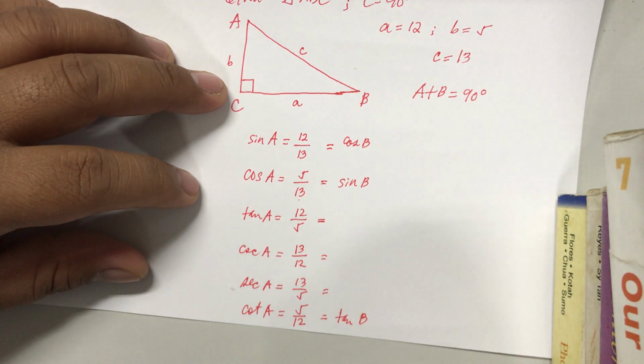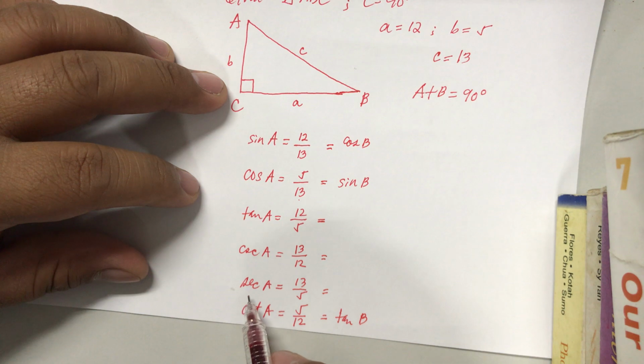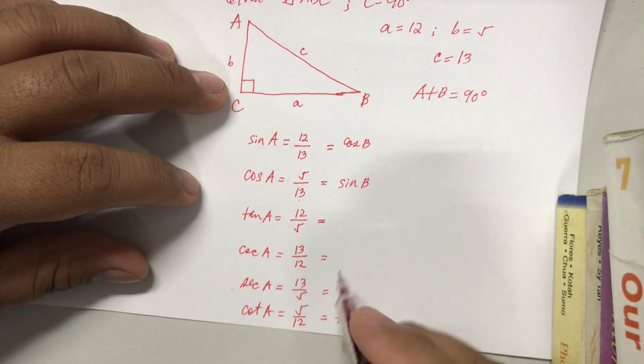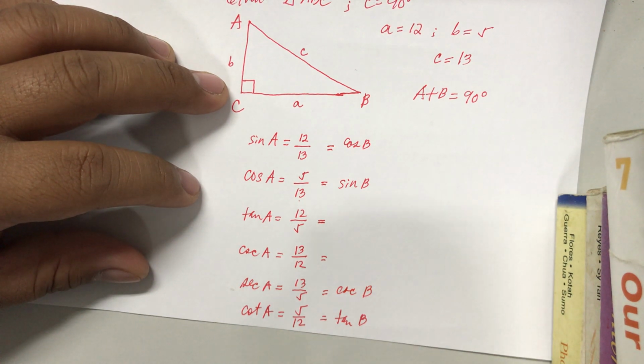Next, cosecant of angle B. Cosecant is the reciprocal of sine. Since sine of angle B is 5 over 13, cosecant of angle B is 13 over 5. And 13 over 5 is equal to secant of angle A. It follows that secant of angle A is equal to cosecant of angle B.